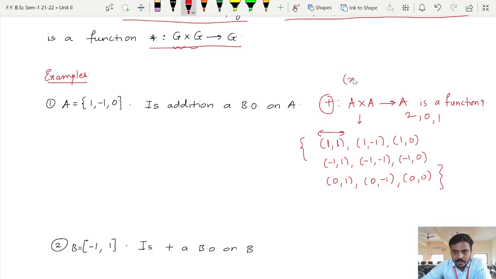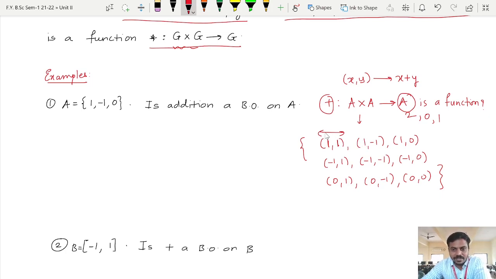How have we defined it? It is defined as (x, y) maps to x plus y, because we are talking about addition. So (1,1) is mapped to 2. What should happen is this A should contain 2, that is the reason, isn't it? Then and only then will it be a binary operation.